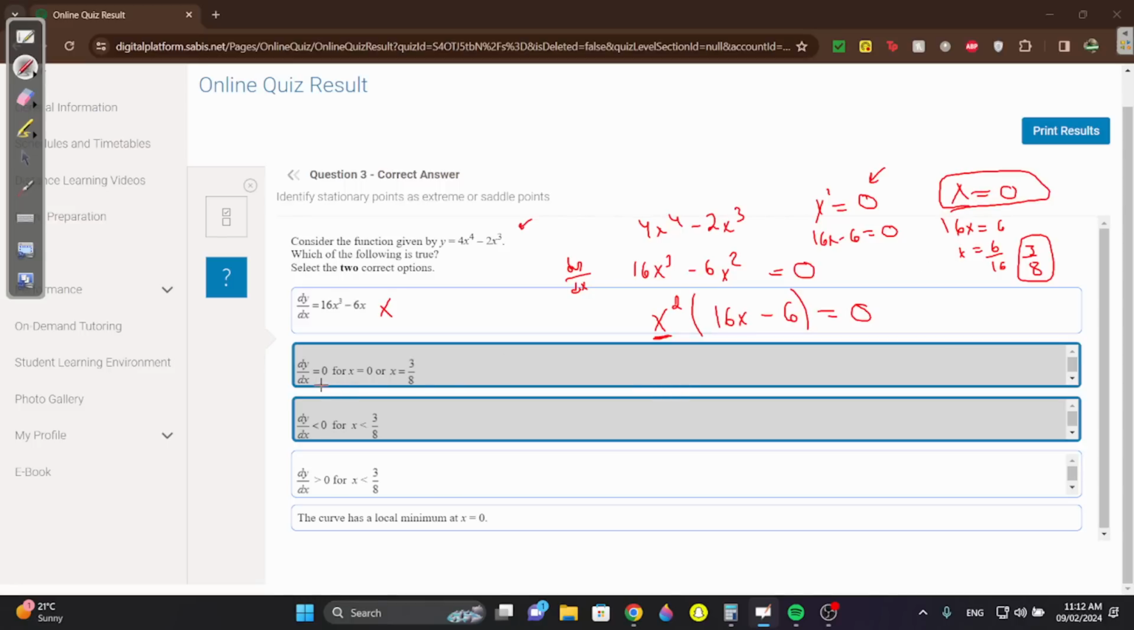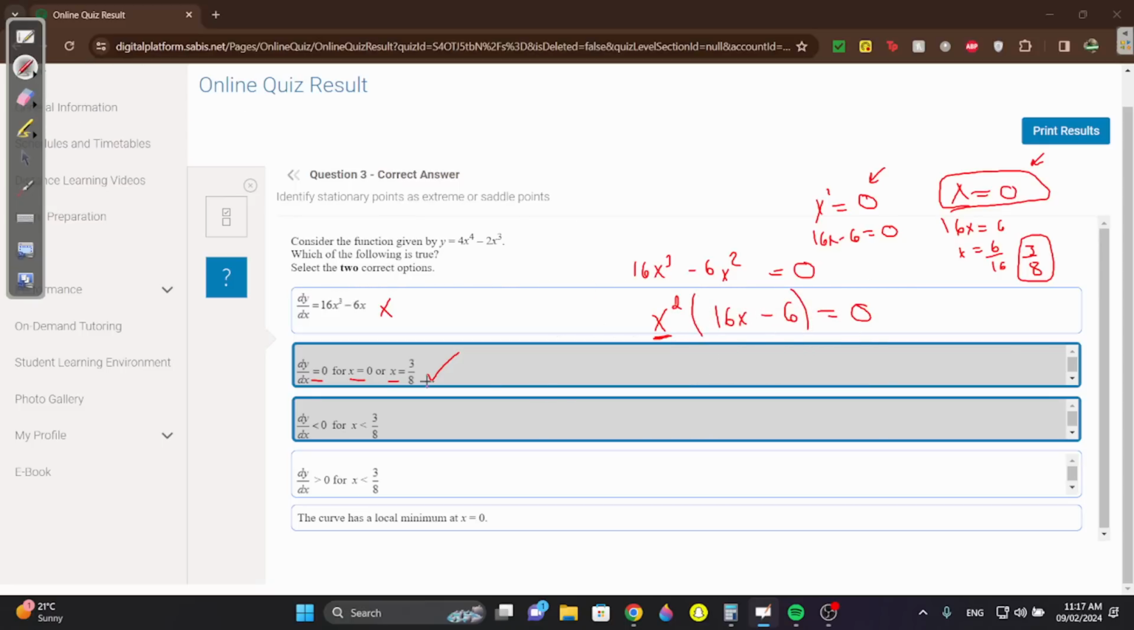So over here, it equals 0 for x equals 0 and x equals 3 over 8. Then they're saying less than 0 for x less than 3 over 8. Okay, usually at x equals 0, there's no minimum, there's no maximum. Okay, I think, wait, when x equals 0. Honestly, I don't know where I am. Wait, I think I stopped because I wanted to go get something. I got the turning points are x equals 0 and 3 over 8. I actually forgot if I said this already.